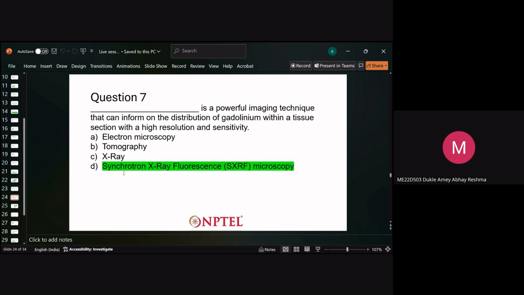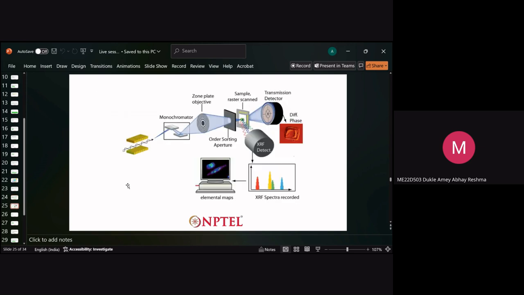So in these options only, SXRF is the only one which is working on the fluorescence of the material. So that is why the answer is SXRF. So that is a basic way. Obviously, you may know the answer. This is a GK kind of question, but if you have to put a logic, that is how it works.